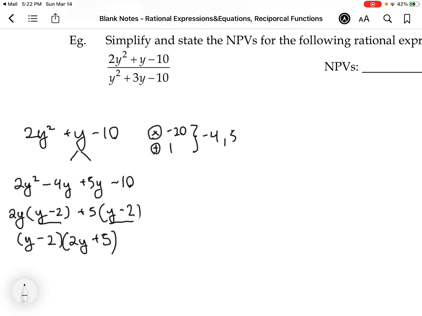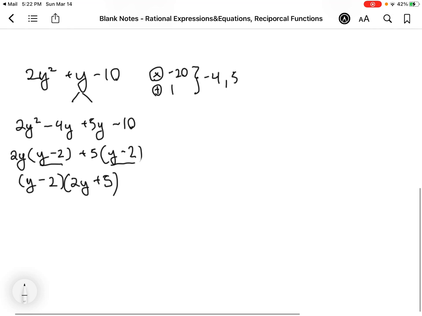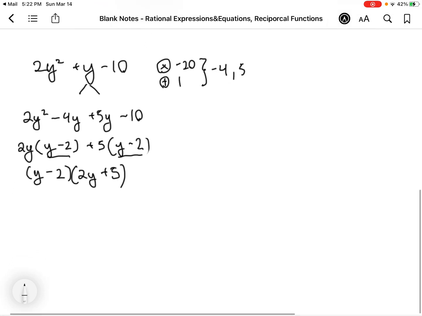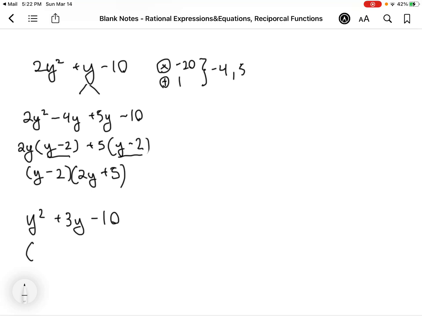That's the first trinomial that we have to factor, and then we've got to do the second one as well, which is y squared plus 3y minus 10. This one's a little easier because the coefficient of a is 1. So we're just looking for two numbers that multiply to negative 10 and add to 3. And those two numbers are 5 and negative 2. So y plus 5 and y minus 2.